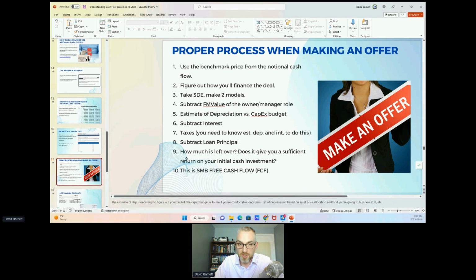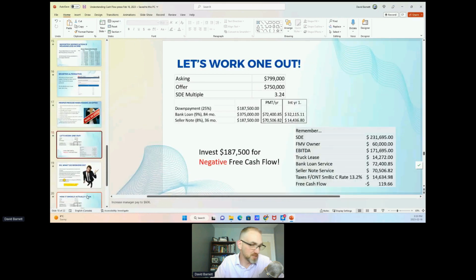That's the equity. So what we're looking at here is not ROI, it's ROE, return on equity. That's this small and medium-sized business free cash flow. So we're going to work one out. And again, sorry about the slides. These are supposed to pop up one at a time.